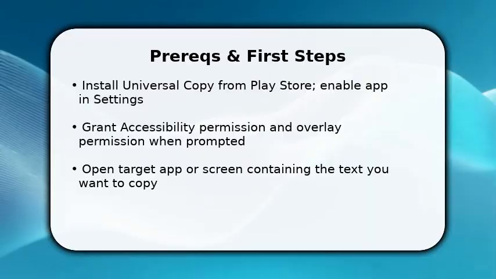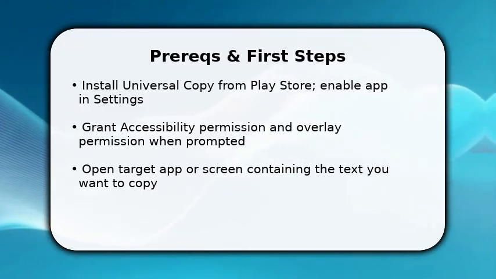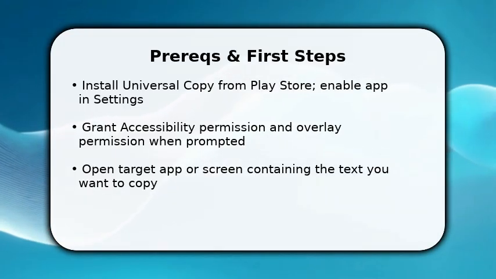Please enjoy the video. You begin by preparing the phone, install Universal Copy, and immediately enable its accessibility service so the app can read the screen. Once done, grant overlay permission so the activation bar appears over other apps.